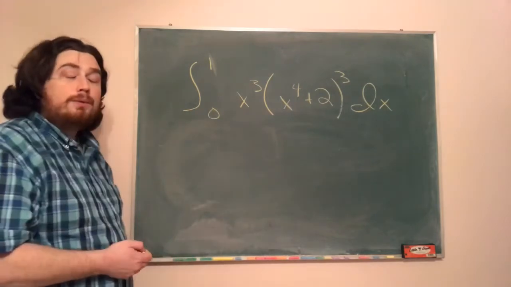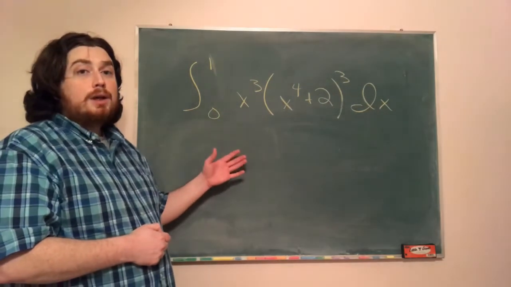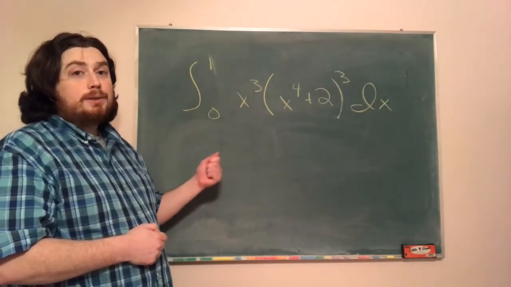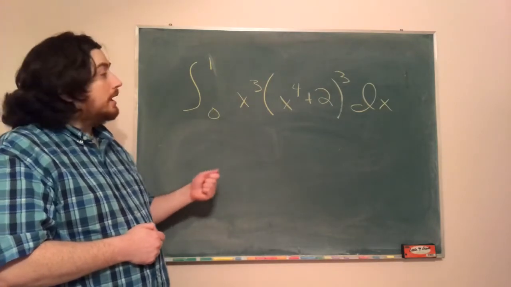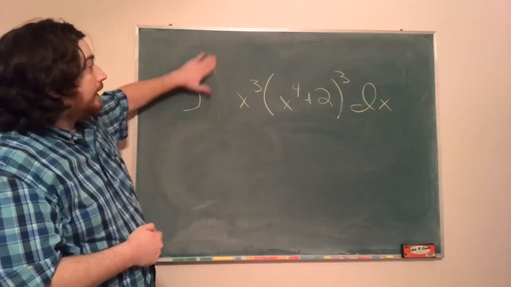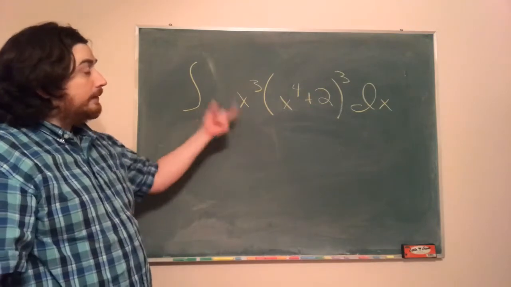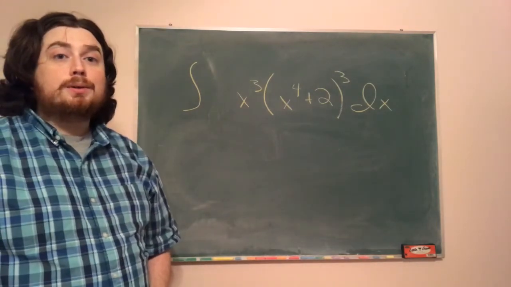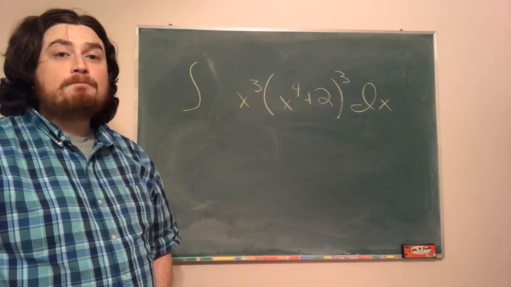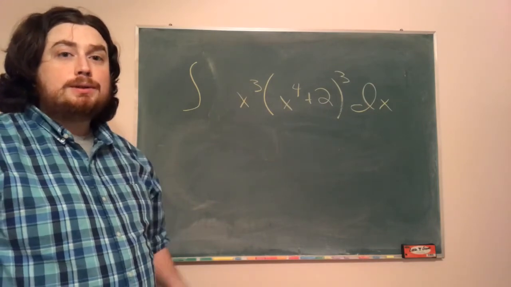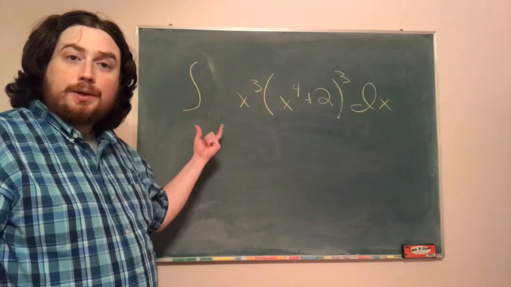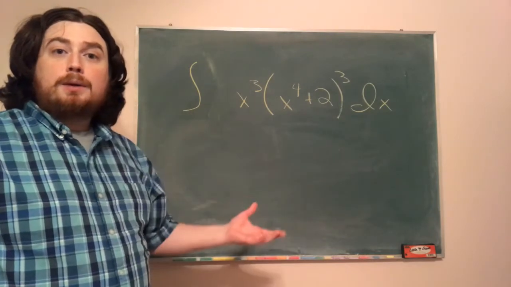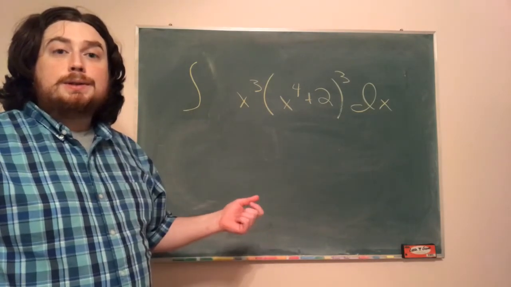So, before I continue on with this, I'm actually going to answer a related question. That is, what is the antiderivative or the indefinite integral of x cubed times (x to the fourth plus 2) cubed dx? The reason why I'm going to do this is to avoid some of the substitution with endpoints, and I'll bring it back when I'm done to answer my original question.